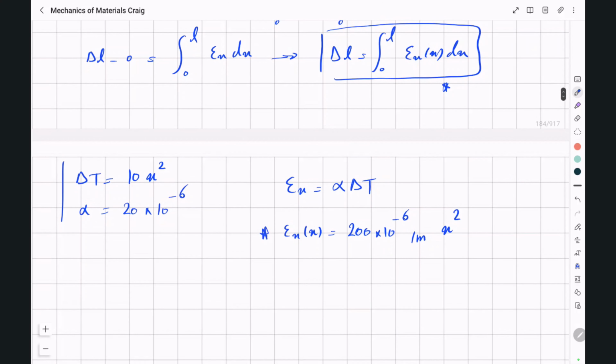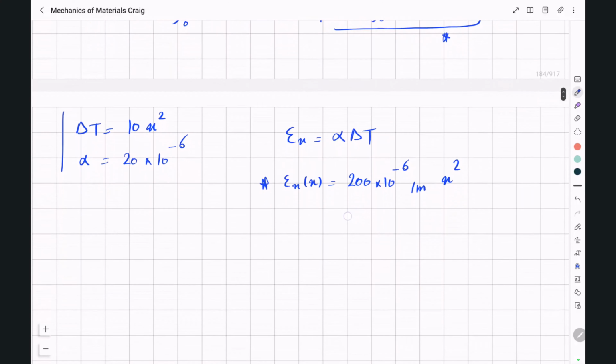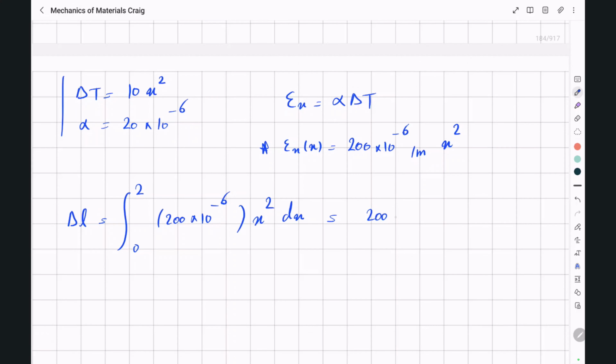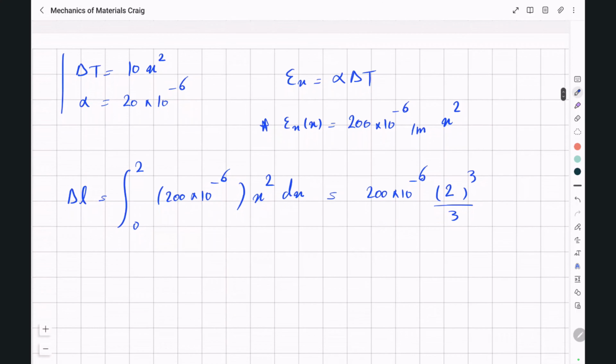And now if we put this epsilon x in our delta L equation, we can write delta L is the integral of 0 to 2, which is the original length of our wire, 200 times 10 to the power of negative 6 x to the power of 2 dx, which is equal to 200 times 10 to the power of negative 6 times 2 to the power of 3 divided by 3, which is approximately equal to 533.3 times 10 to the power of negative 6 meters.